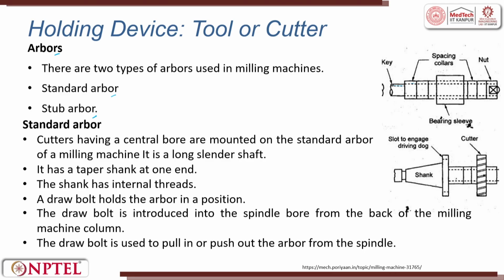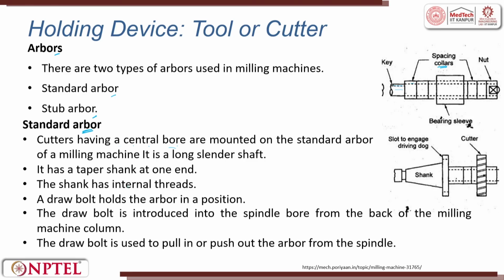So, here what we do, between the two we will have a key. The key makes sure that there is a positive locking between the spacer and the shaft. That is the spacing collar, and then you have a nut. A standard arbor having a center bore is mounted on a standard arbor of a milling machine.